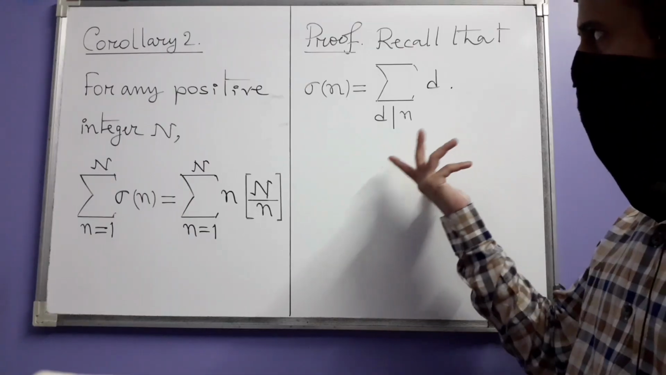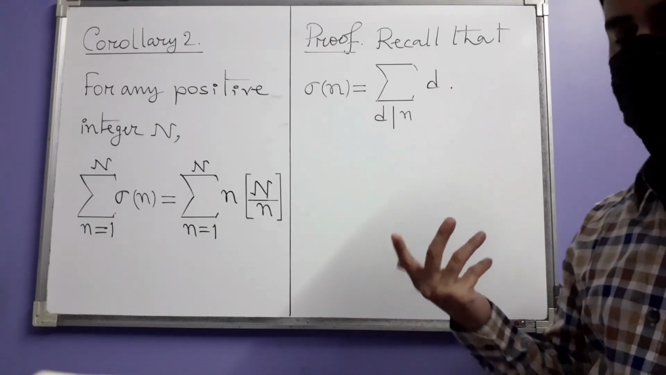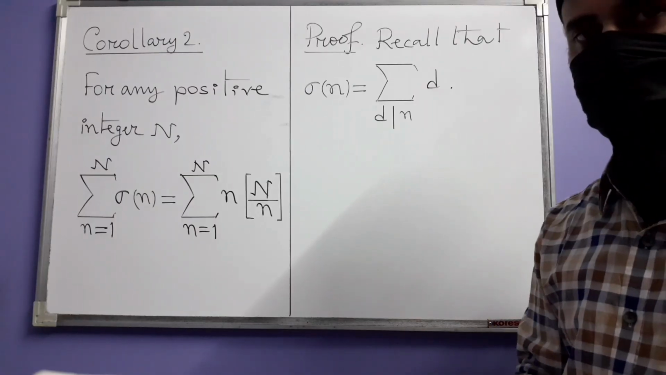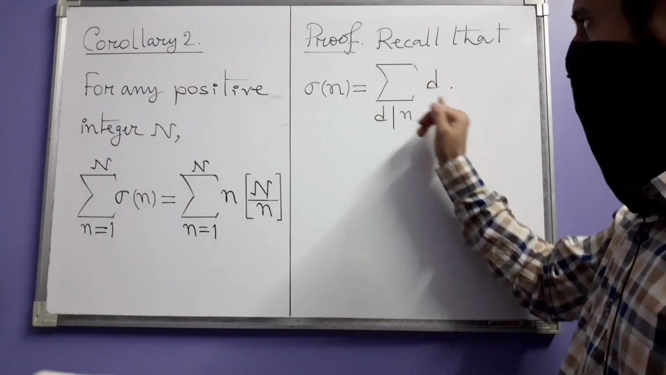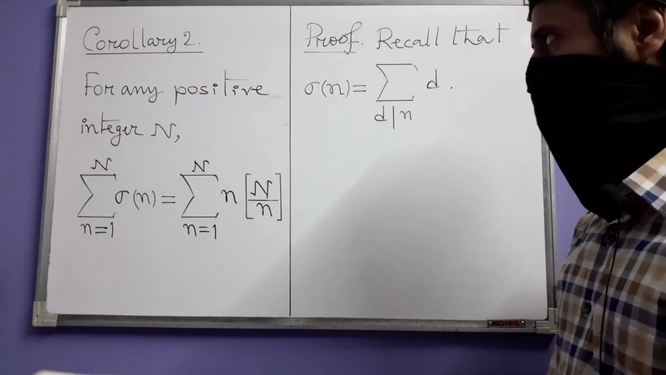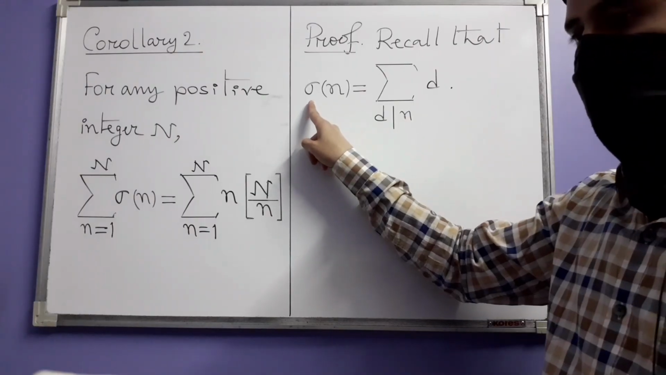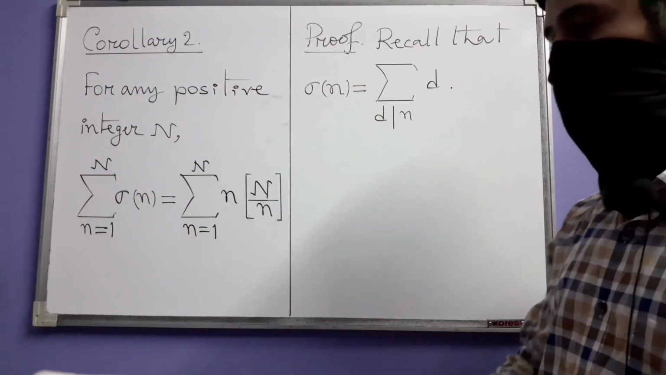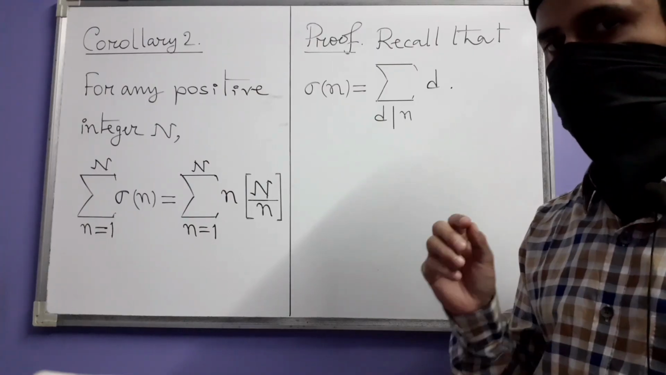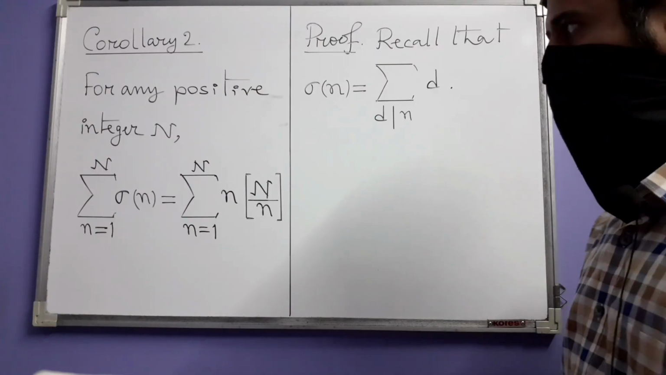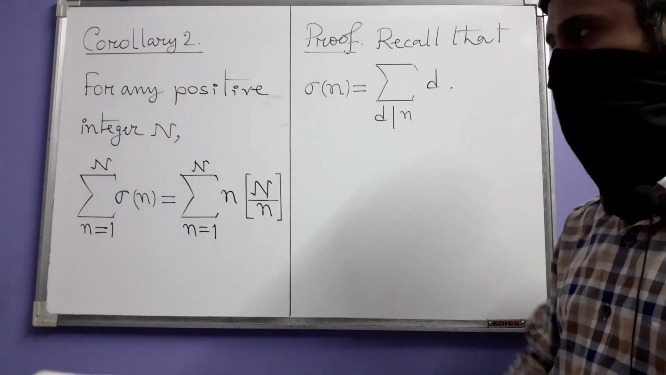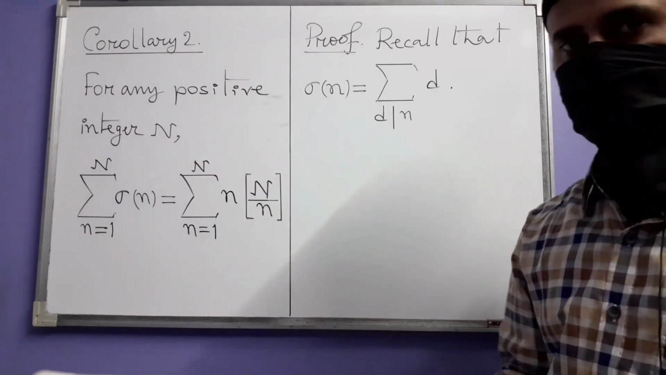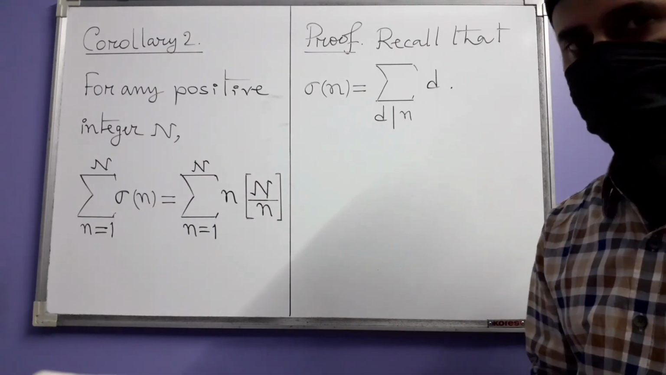And here also you immediately get the proof by recalling what sigma of n is. Sigma of n is the sum of the positive divisors of n. So think of sigma as capital F in our theorem and the identity function as small f, and then the theorem directly gives you this. Now let us see these two equations, this one and the previous one, in one example.